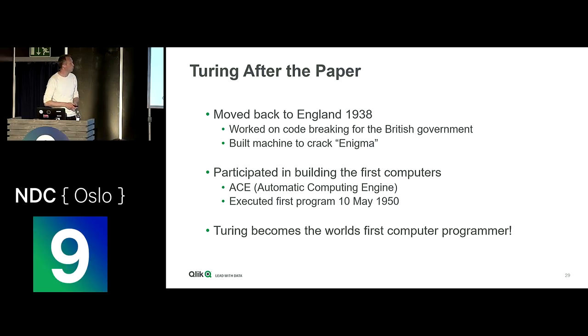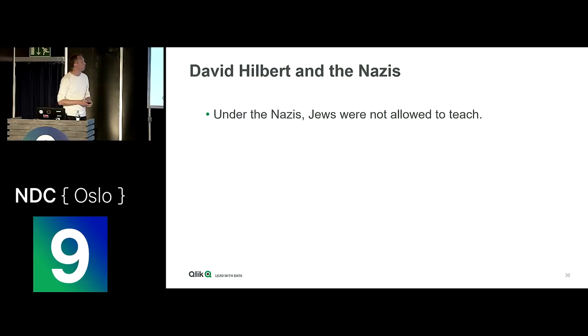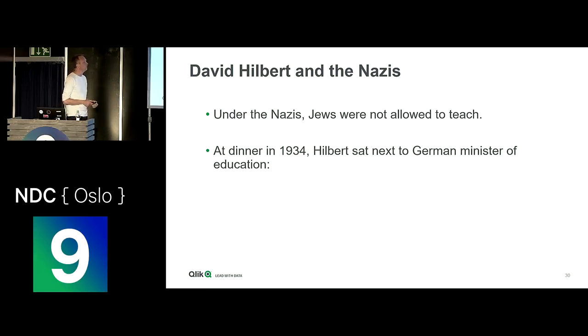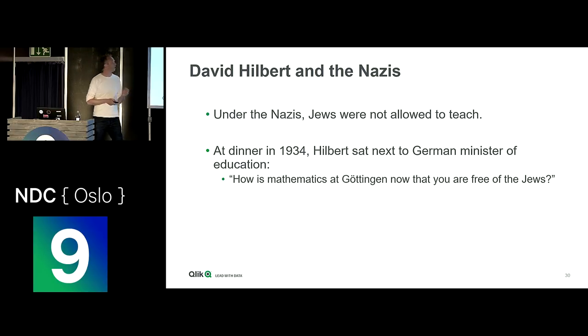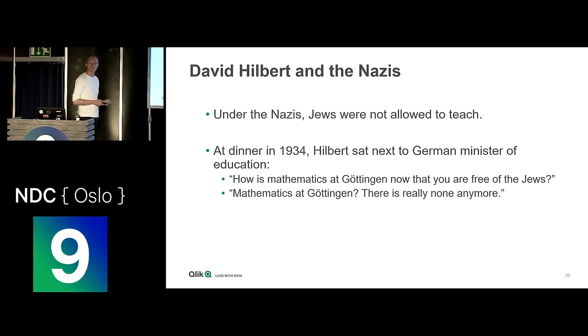How about Hilbert? Well, the end of his life was sort of sad, actually. He stayed in Germany during the war. And once the Nazis came to power in 1933, things got really hard in the university world. And one of the things was that Jews were not allowed to teach anymore after Hitler came to power. And at one point, Hilbert ended up next to the German minister of education, obviously in the Nazi government. And he got the question from this minister about how is mathematics at Göttingen now that you are free of the Jews? And his reply was that mathematics at Göttingen, there's really none anymore. Because the intellectual world was being shattered by how the Nazis struck down on this and their focus on the Nazi ideology.